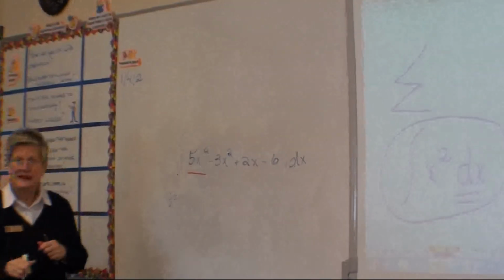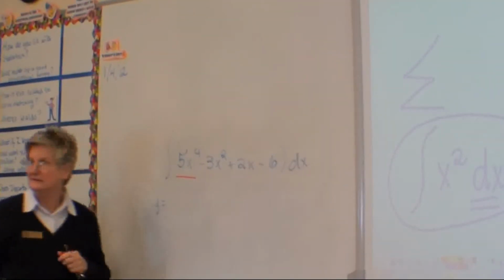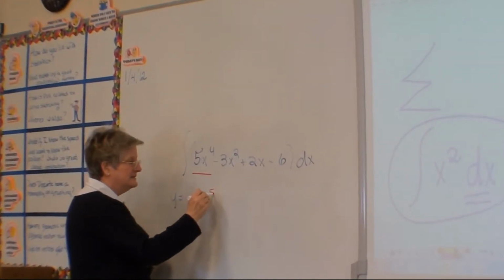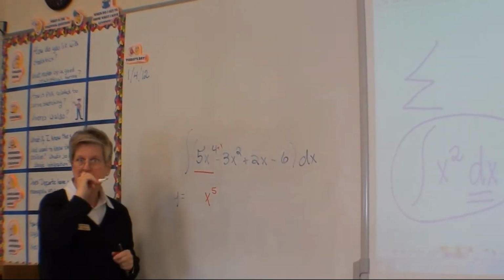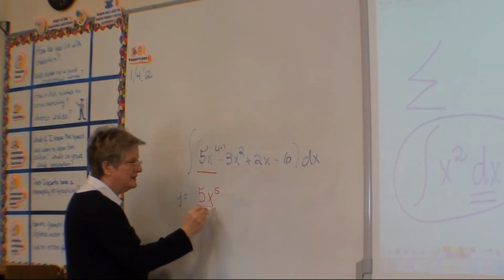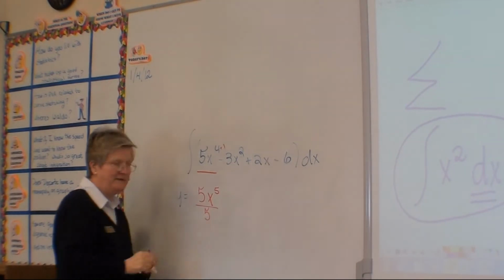Let's look at the first term. Instead of subtracting, we're going to add. So it's going to be x to the 5th. So we just add 1 here. Okay? And then, instead of multiplying, we're going to divide. So now we're going to divide by that 5.